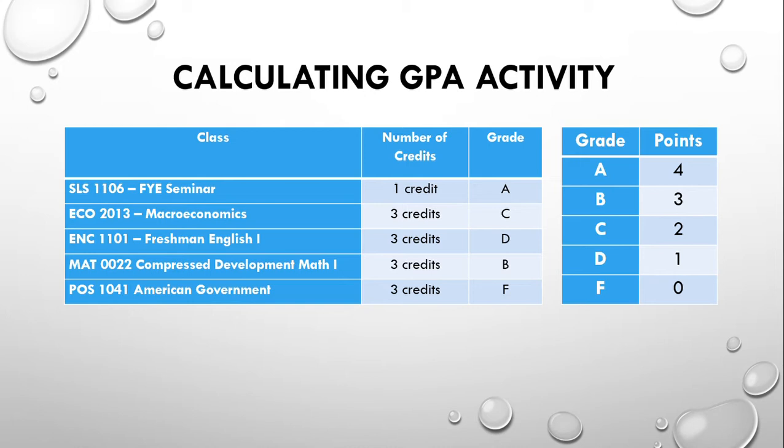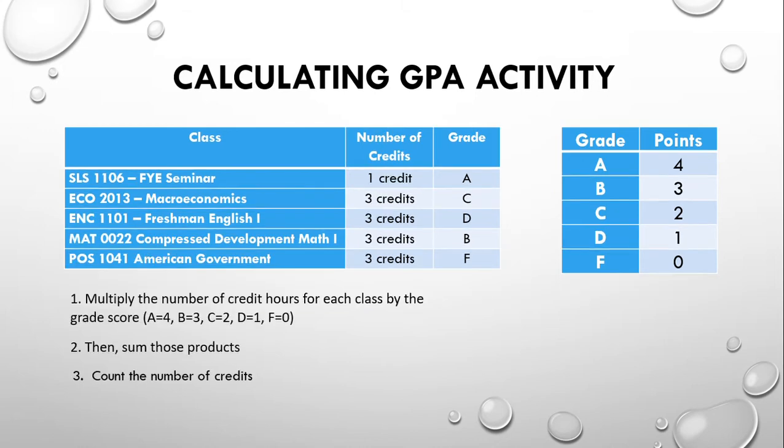So as you can see, each class has a different number of credits. Ours range from like 1 to 5 for different classes. And so we see that each grade also has a certain number of points associated with it. So a grade of A gives you 4 points, a grade of B 3, C gives you 2, a D 1, and an F 0.